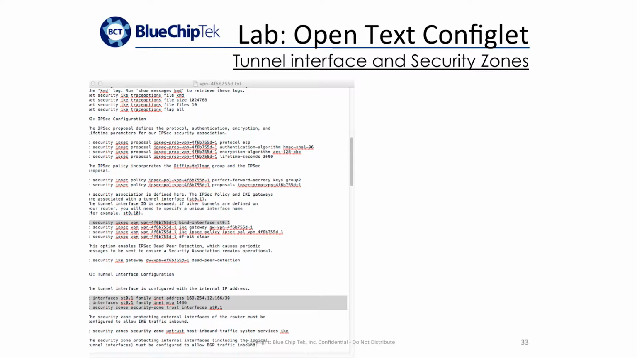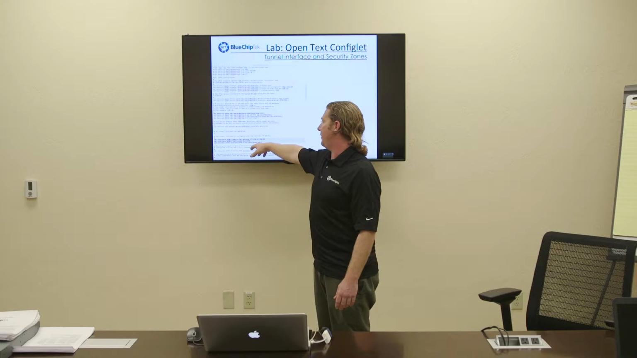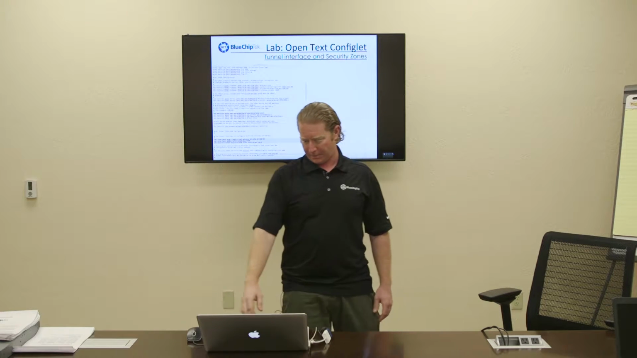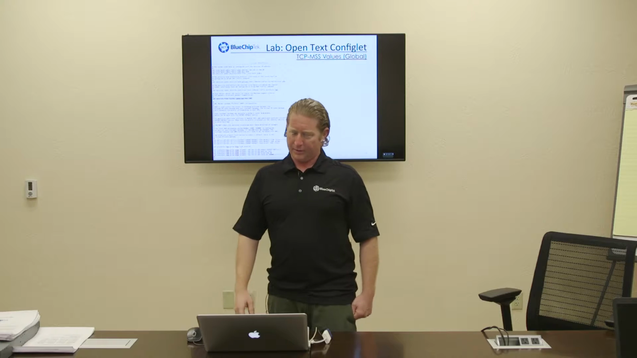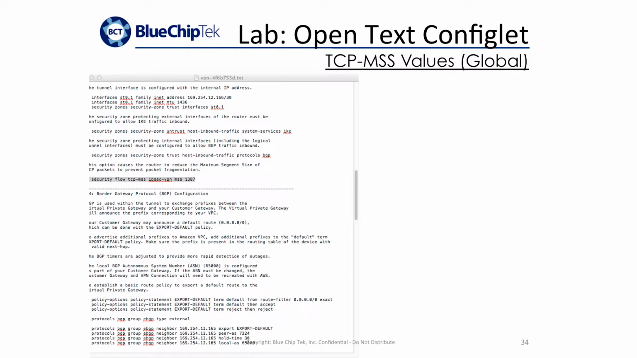Amazon configures the tunnel interface in a zone called trust. If you wish to use another zone name other than trust, such as VPN or AWS, simply change the zone name here to put the tunnel interface in the right zone. You can see here that they set the TCP MSS to avoid fragmentation across the tunnel, 1387.